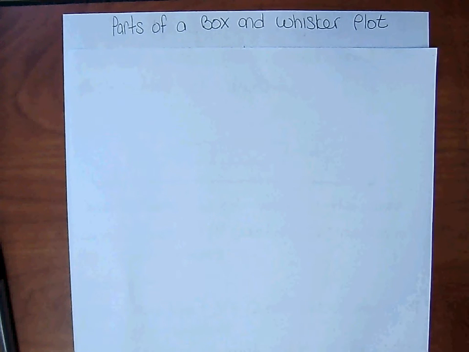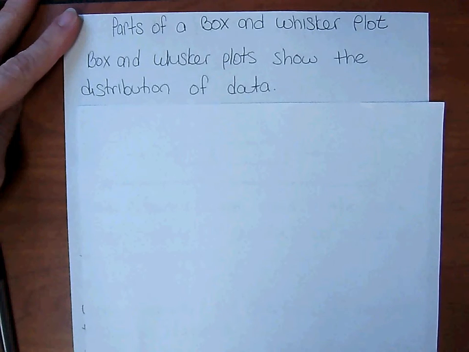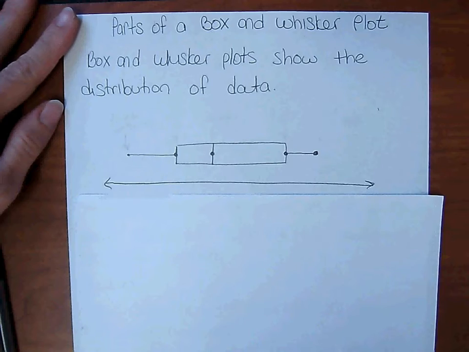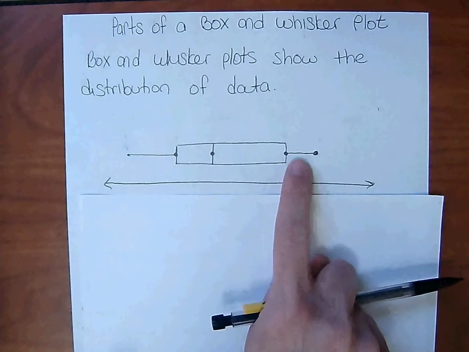Parts of a box and whisker plot. Box and whisker plots show the distribution of data. Here is a box and whisker plot. You can see why it's called a box and whisker plot. Here's the box and the whiskers.